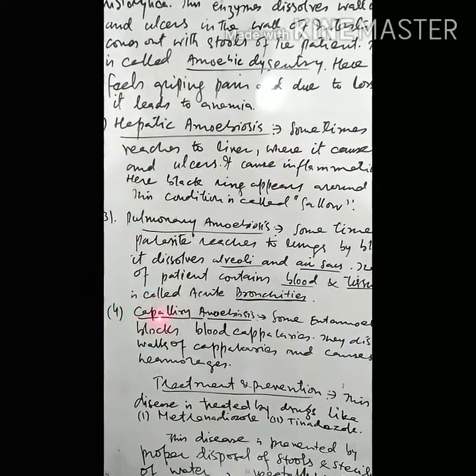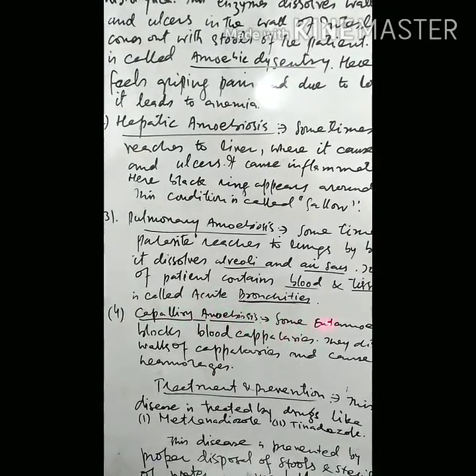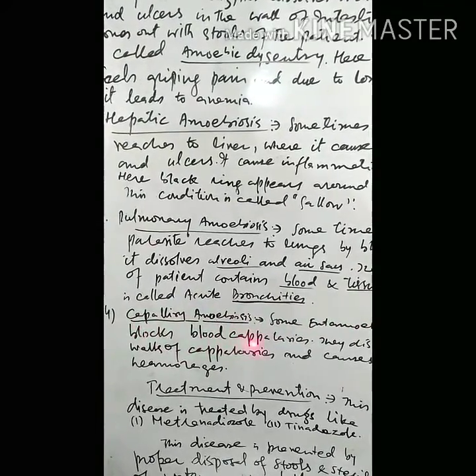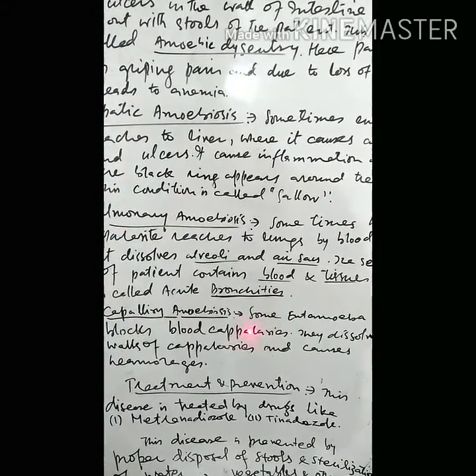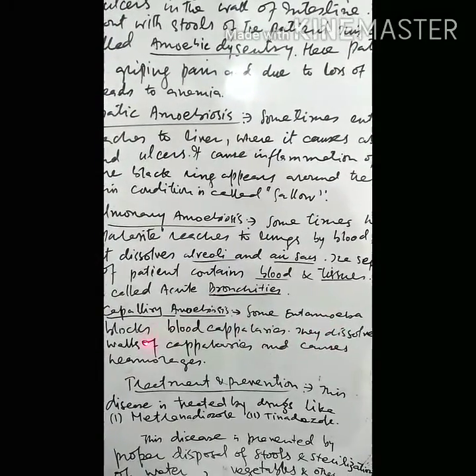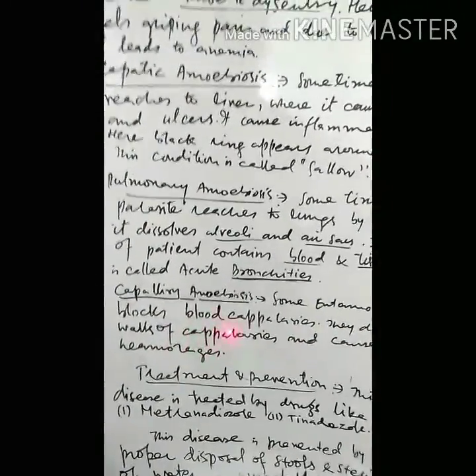The fourth disease which is caused by this Entamoeba histolytica is called capillary amoebiosis. Sometimes Entamoeba blocks the blood capillaries. It jams the capillaries. It dissolves the walls of the capillaries and causes hemorrhage. When it breaks the walls of the capillaries, this is called hemorrhage, blood hemorrhage.